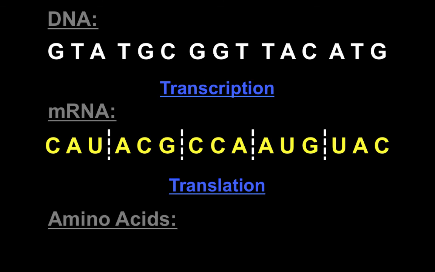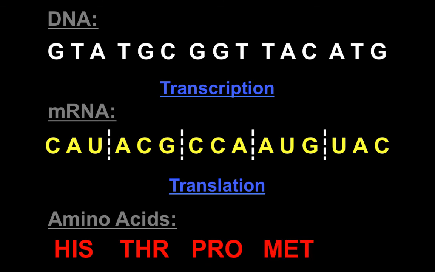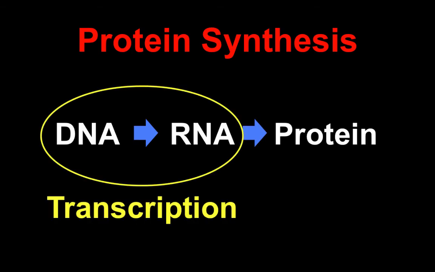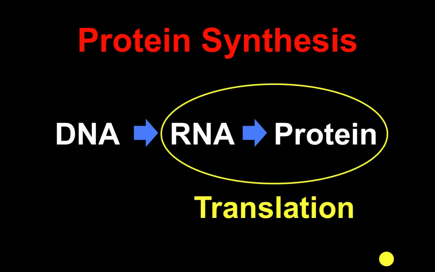And you're going to find the order of the amino acids, which in this case would be histidine, threonine, proline, methionine, and tyrosine. So remember, protein synthesis: DNA to RNA to protein. DNA to RNA is transcription, RNA to protein is translation.